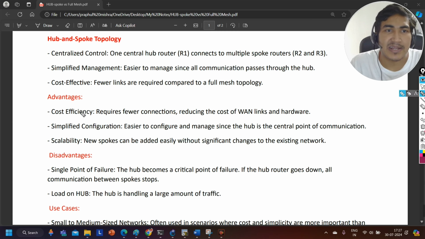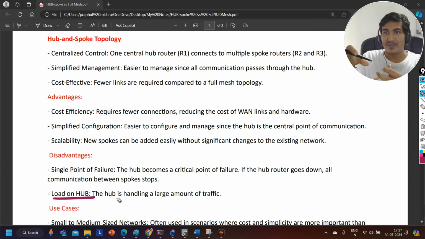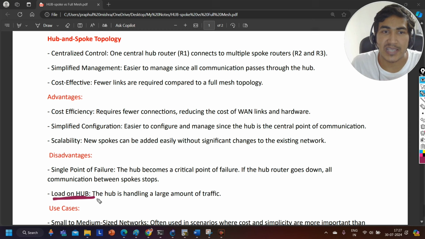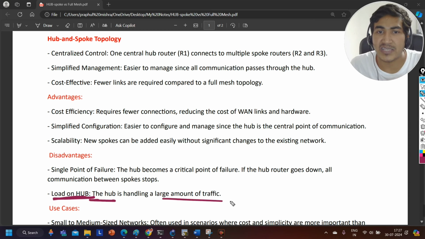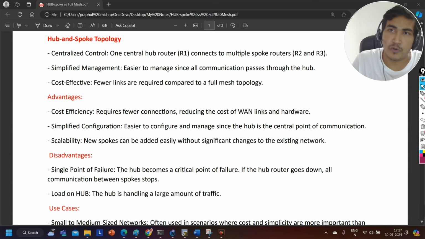Then guys, the second disadvantage of hub and spoke is load on the hub router. As I told you, the load on the hub router is high because the hub router is going to make communication possible between all branch offices, right? All branch office users are able to communicate with each other with the help of the hub router. Let's say if two branch offices want to communicate with each other, the hub router has to participate, right? Because both branches will communicate via the hub. So the load on the hub router is high. The hub is handling a large amount of traffic. So this is a disadvantage of hub and spoke topology.